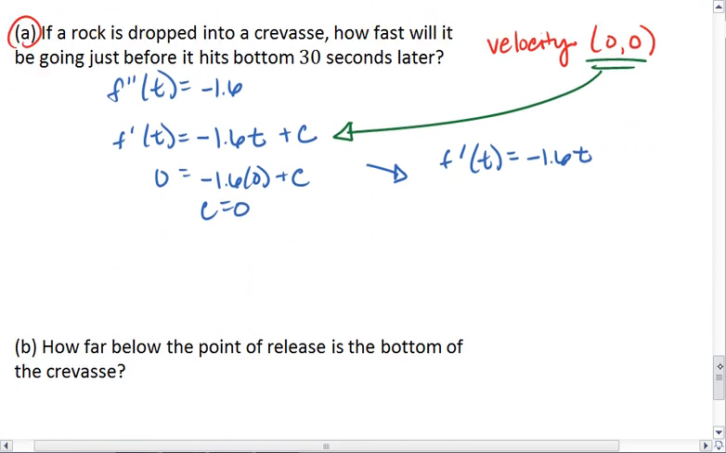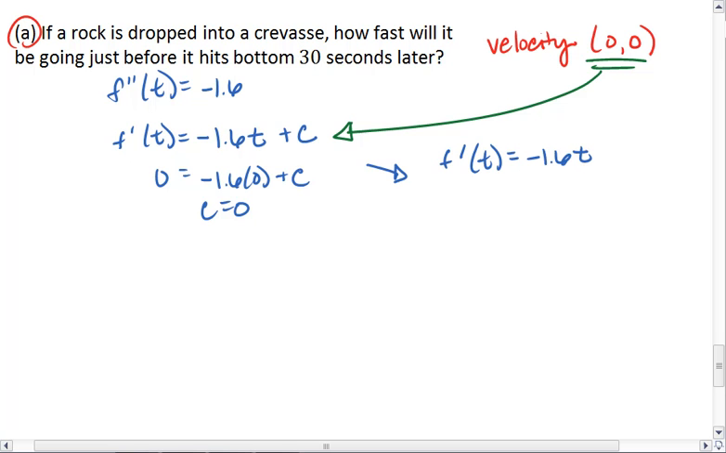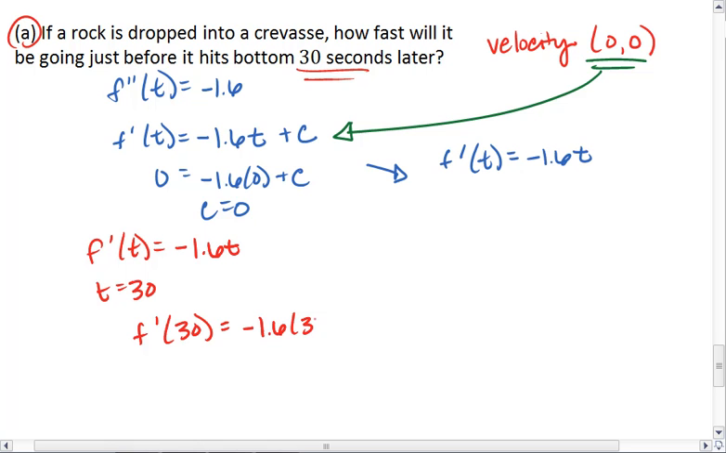The question asks us to find how fast this rock will be going after 30 seconds. We're given, or we just found, that velocity in terms of time is negative 1.6 t. We plug in t equals 30. We find f prime of 30. We get negative 1.6 times 30, which in this case gives us negative 48 meters per second. So this rock is going 48 meters per second downward.